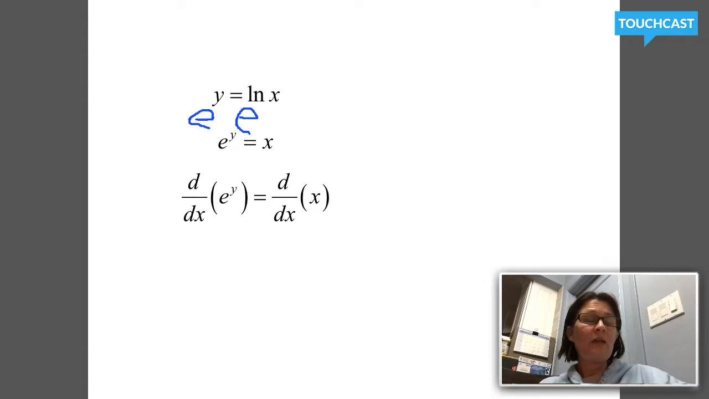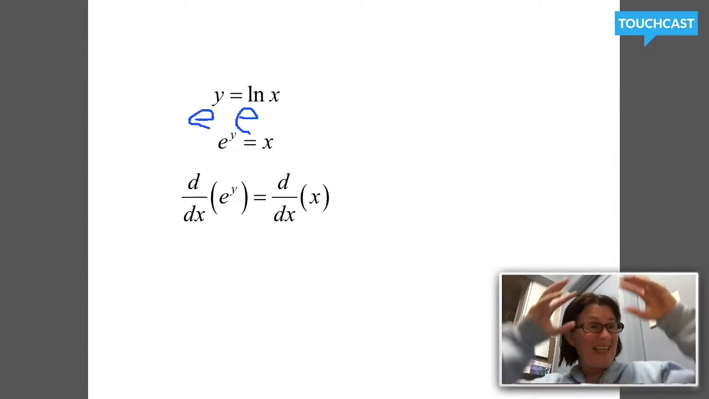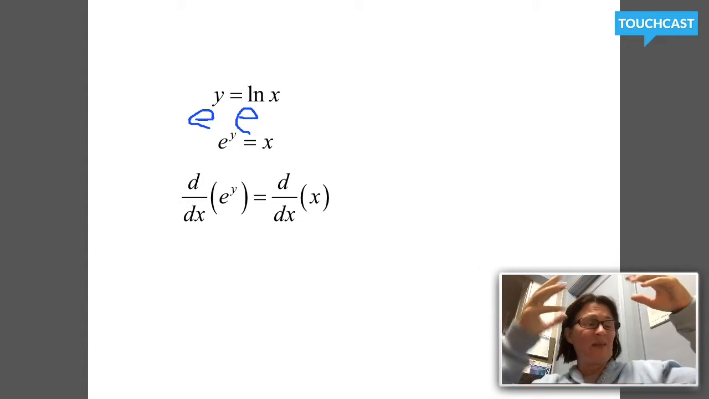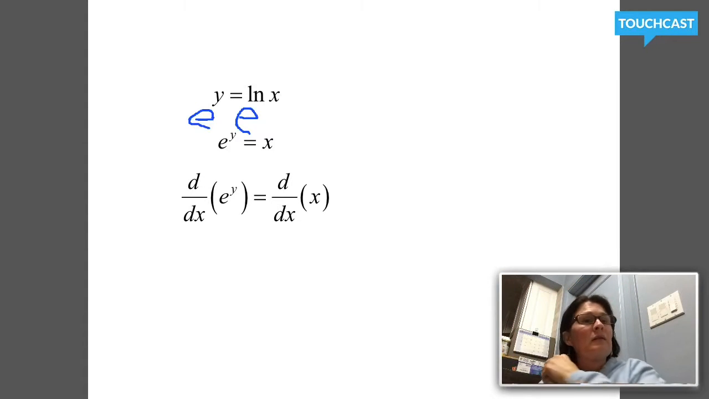But you'll remember that e-ing something and natural logging something undo each other. They're inverse functions. So e to the natural log of x simplifies to x. So I have this new equation that has an exponential function in it, and I can find the derivative using implicit differentiation. Start with this equation, e to the y equals x, and take the derivative of both sides with respect to x.